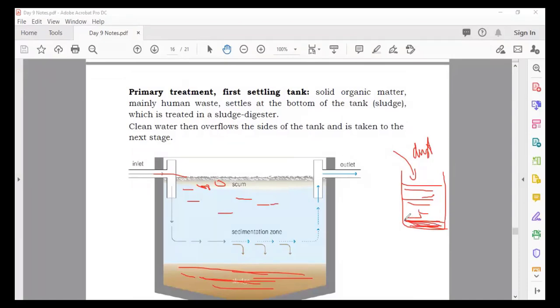In chemistry, it is one of the methods of separation. So here you will let it settle down, and the liquid will remain up. By this way, you can remove the sludge and other dirt particles from it. And after that, the water will go on this side. This is known as primary treatment or first settling tank.